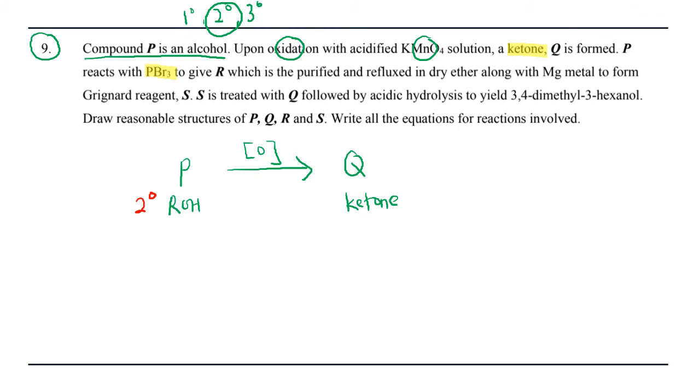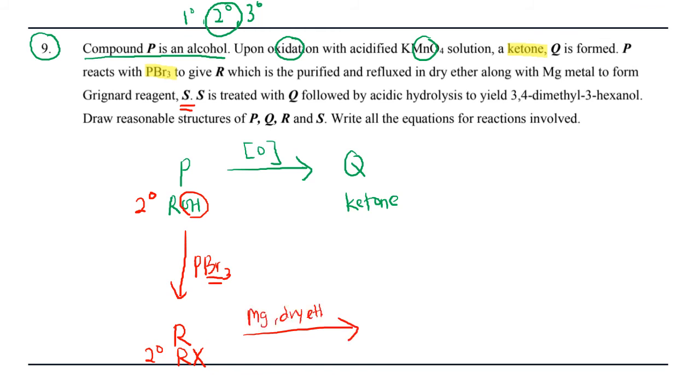At the same time, P will react with PBr3 to produce R. As we know, the OH will be replaced by the Br, so this R will be a secondary haloalkane. Then R is purified and refluxed in dry ether with magnesium to form Grignard reagent X. So magnesium in dry ether will produce the Grignard reagent, which is S.